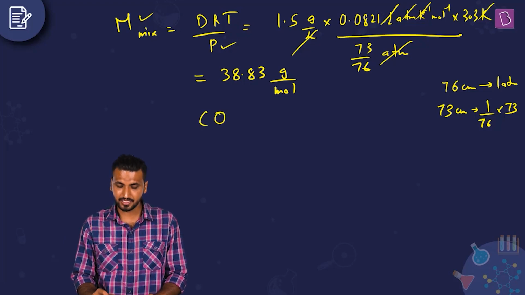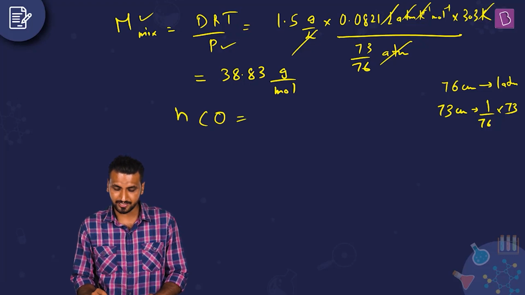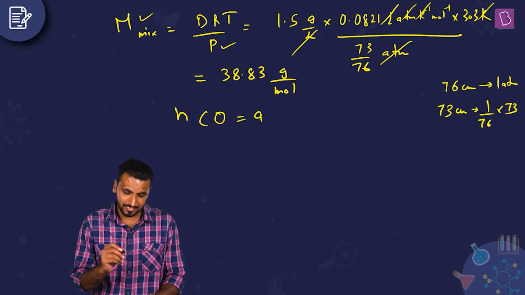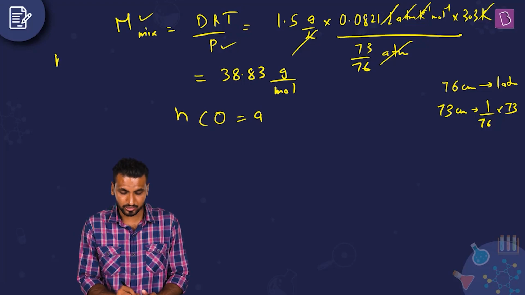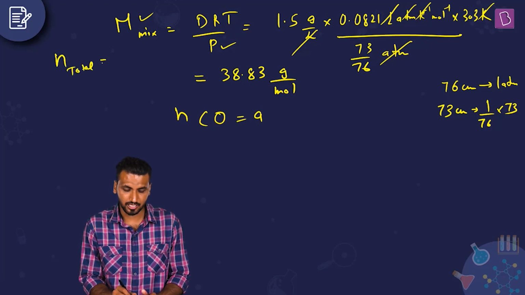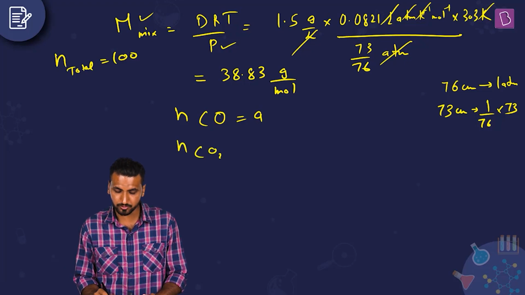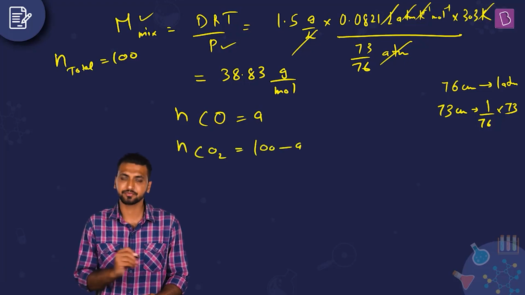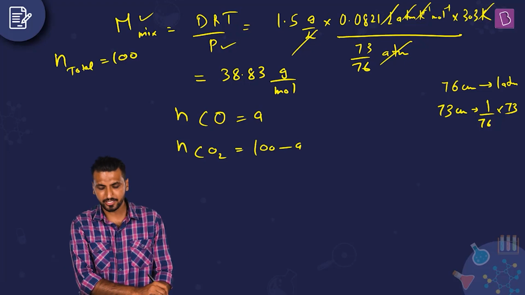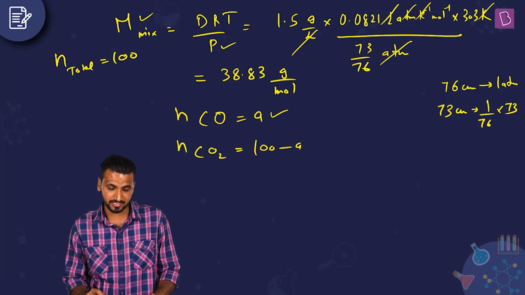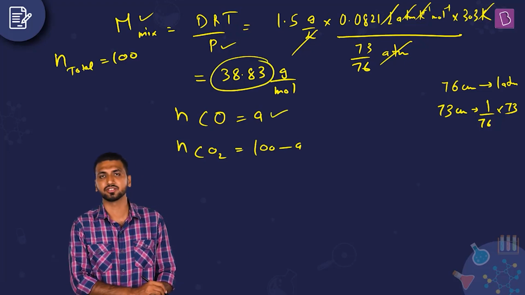Let's say the moles of CO is A. Or let's assume that total moles are 100, right? And if moles of CO is A, then moles of CO2 will be 100 minus A, right? I need to calculate the value of A. See, I have the molar mass of the mixture.